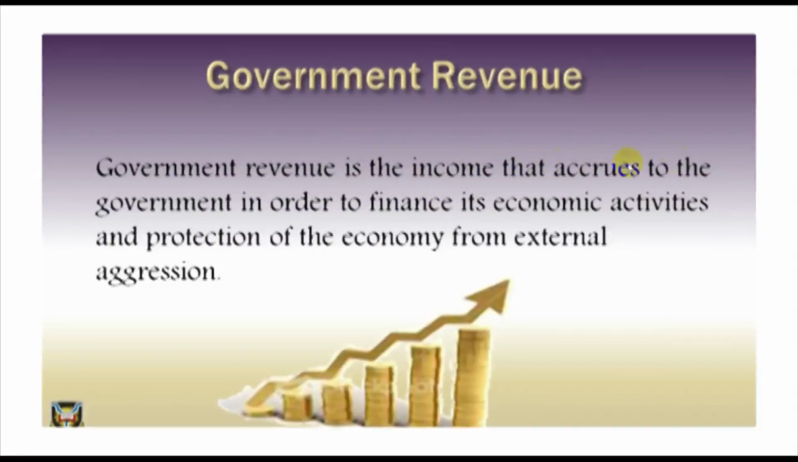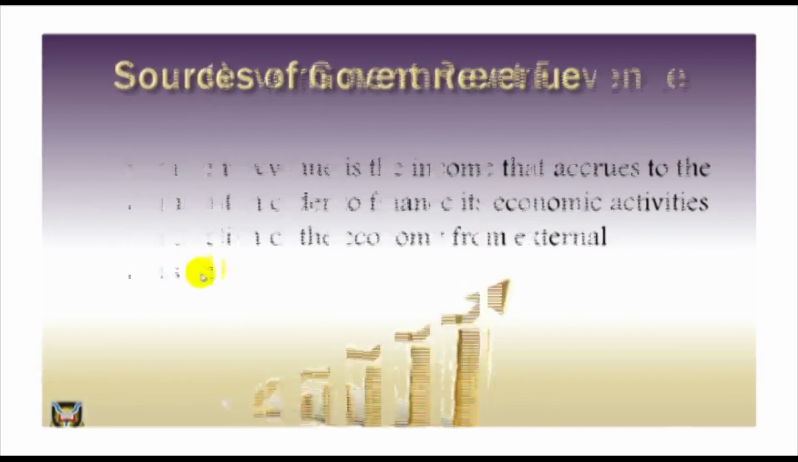Government revenue and expenditure. Government revenue. Government revenue is the income that accrues to the government in order to finance its economic activities and protection of the economy from external aggression.